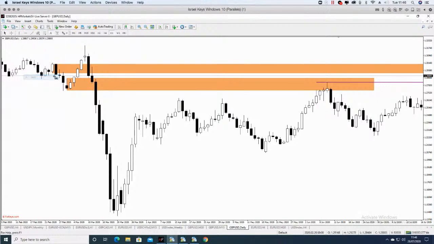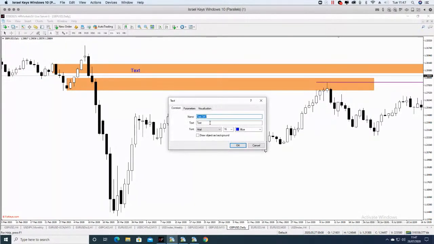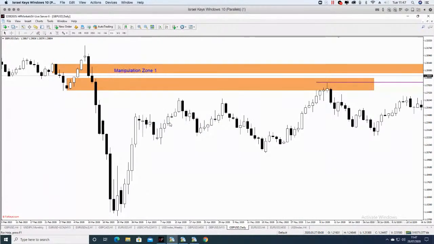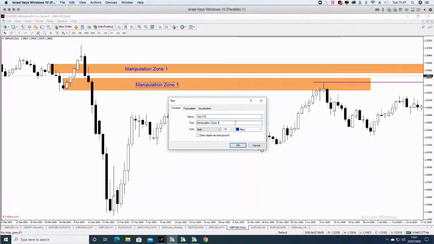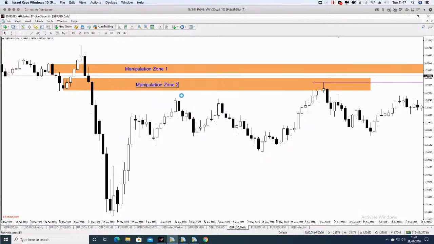Let's put in some text. So I'm going to call this manipulation zone 1. And manipulation zone 2. Now, I know this is a daily, but it happens on all time frames. The higher the time frame, the more reliable the signal.